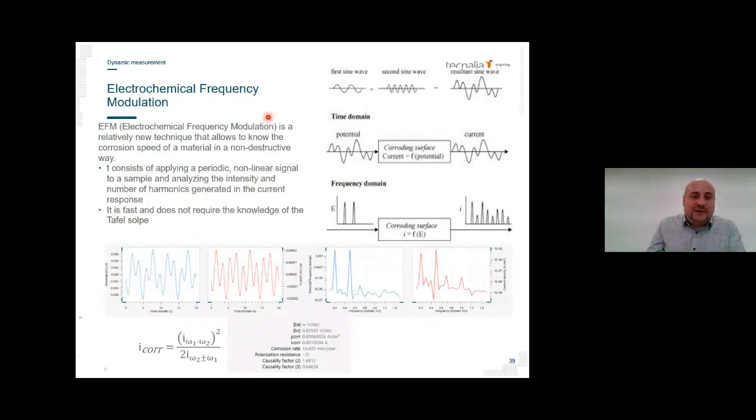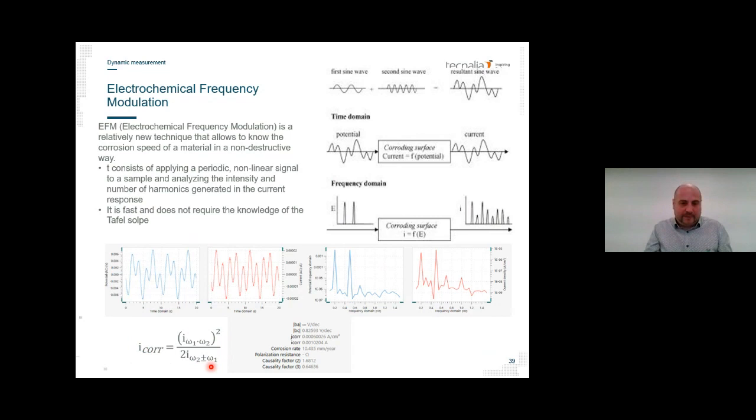And a last point, the electrochemical frequency modulation. I will say just a word about that. What is that? It is a quick measurement where we impose two sine waves coupled together like that, and we measure the response in current, and we pass the information of potential and current through a fast Fourier transform to get the frequency spectrum. And the interesting point here is that by looking at these peaks and the ratio between them, we can calculate directly the corrosion current without the need of having the Tafel slopes. So it's a very interesting measurement.